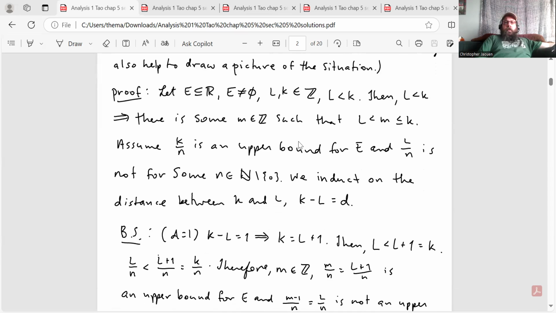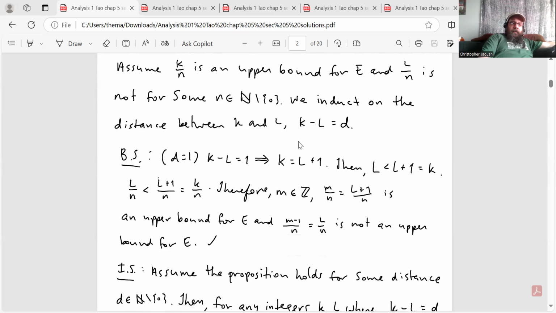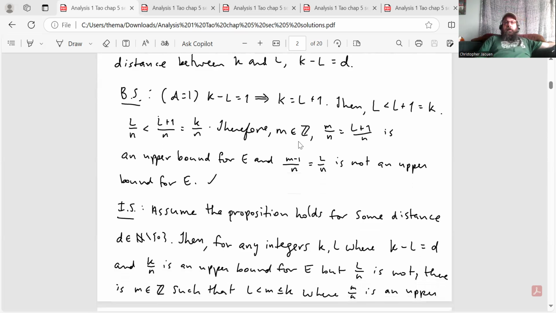Assume K over N is an upper bound for E and L over N is not, for some non-zero natural number N, and we induct on the distance between K and L, in other words, K minus L. Just to give it a name, I'll call it D for distance. So here's our proof. It's by, like I said, induction on the distance between K and L.